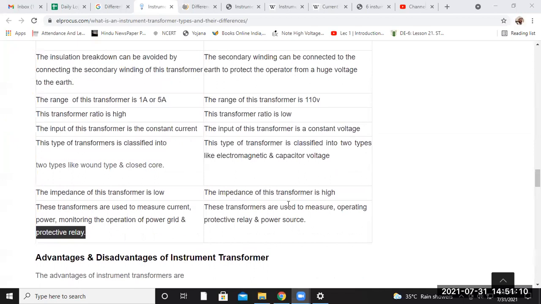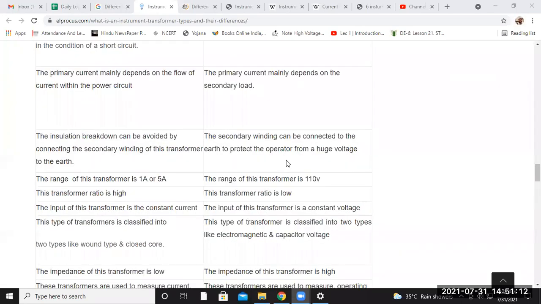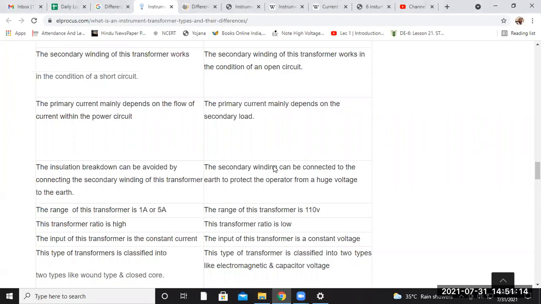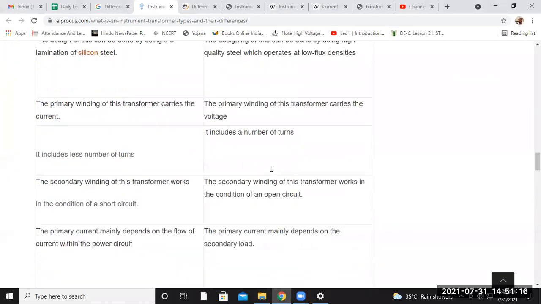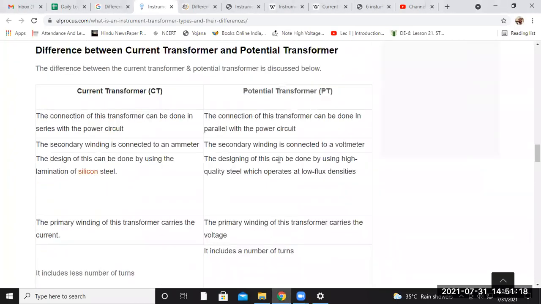So we were discussing the difference between the current transformer and the potential transformer. That is the main type of instrument transformer. What were the instrument transformer types? All the points that we have discussed, you must remember or take a screenshot of, the difference between CT and PT.